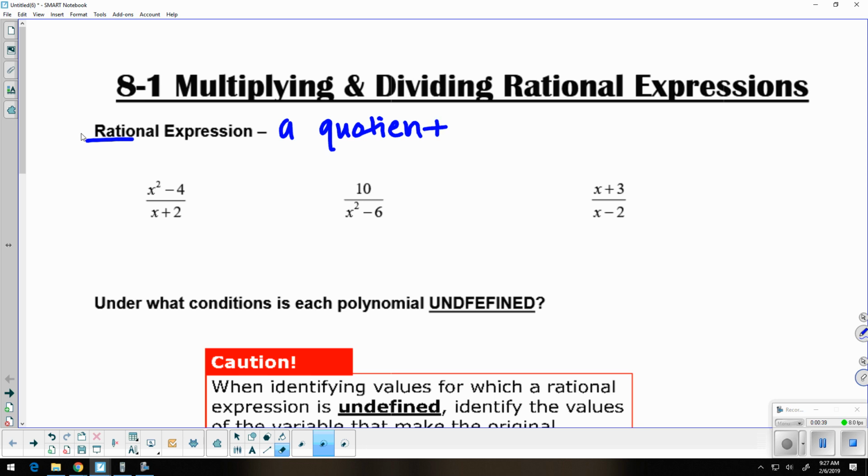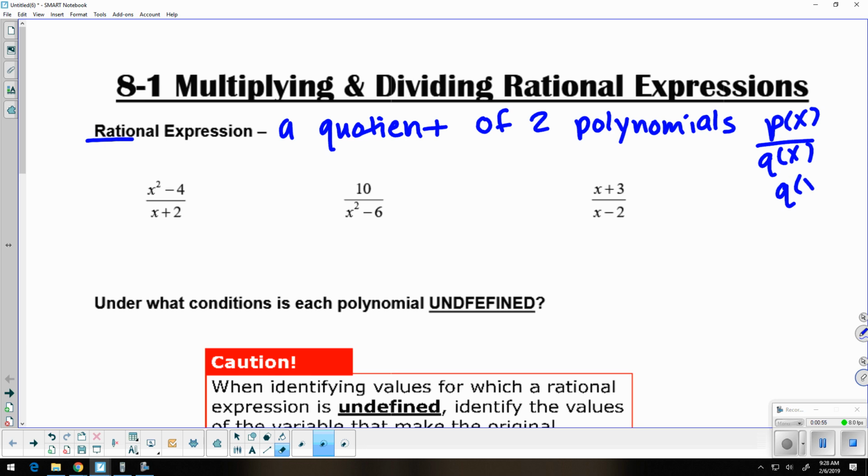Those are three examples down below. But it's a quotient of two polynomials. On the top you'll have a polynomial, on the bottom you'll have a polynomial. We'll just say p of x over q of x, where q of x cannot be equal to 0. You can't have 0 in your denominator because that makes the function undefined, which we'll talk about in just a second. All three of these examples going straight across are rational expressions, where you have a polynomial in your numerator and a polynomial in your denominator.